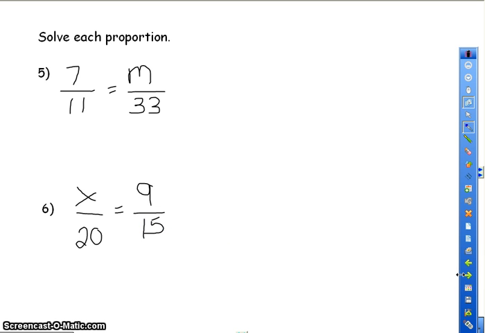Now we're going to solve. When we solve a proportion, we're going to cross multiply.